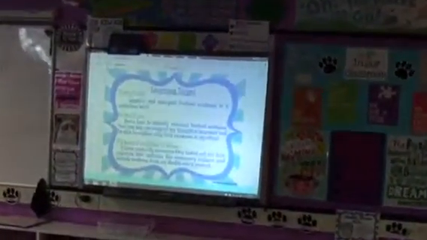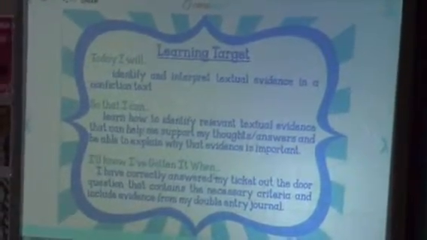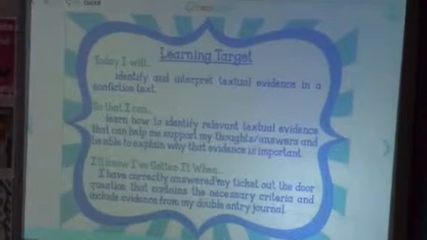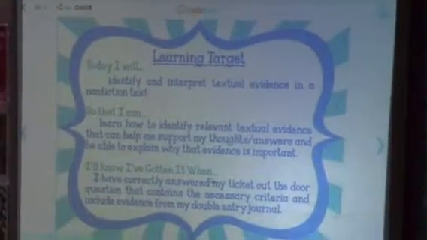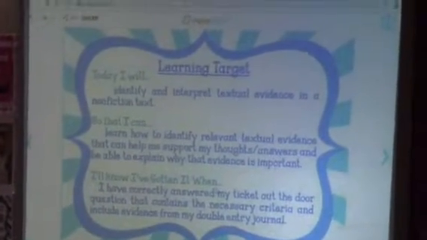Today I will identify and interpret textual evidence in a nonfiction text. I want you to take about 30 seconds and turn to your shoulder partner, and I want you to discuss, what do you think that means? If you don't have your shoulder partner, turn around to the person near you. Talk about what you think it means to identify and interpret text evidence.